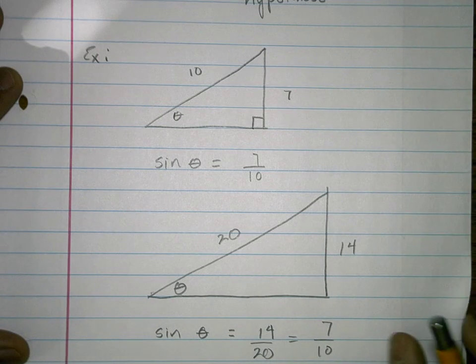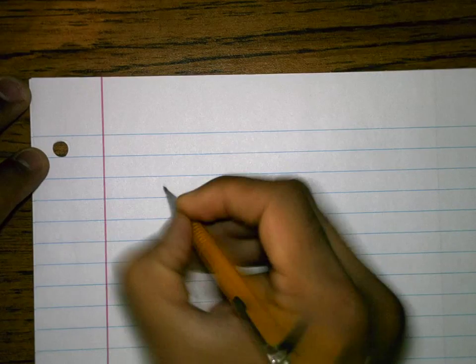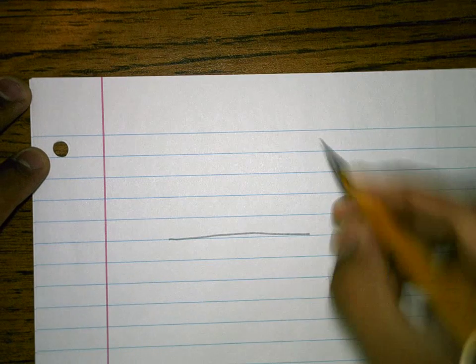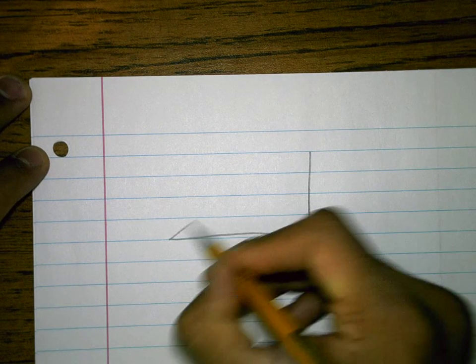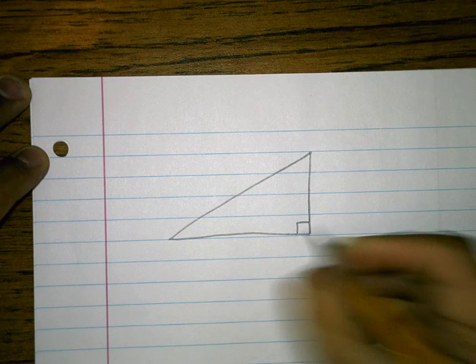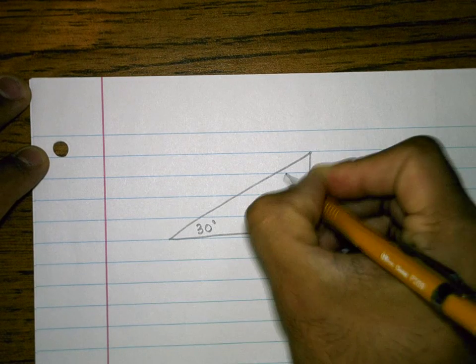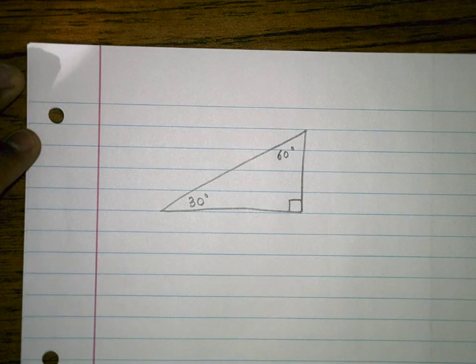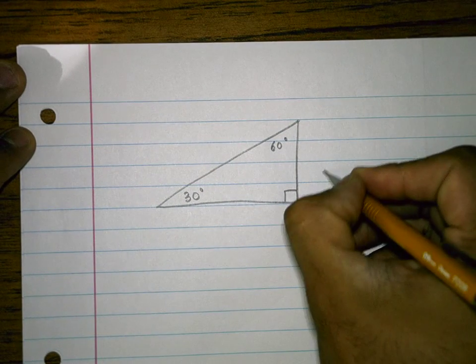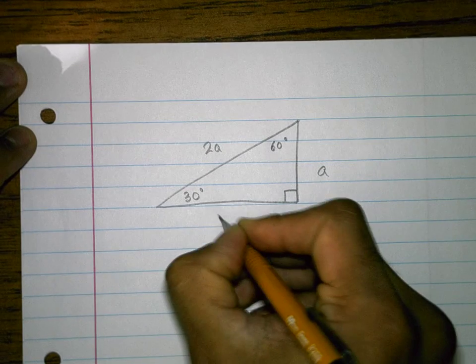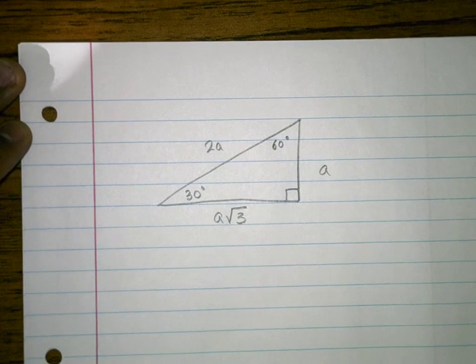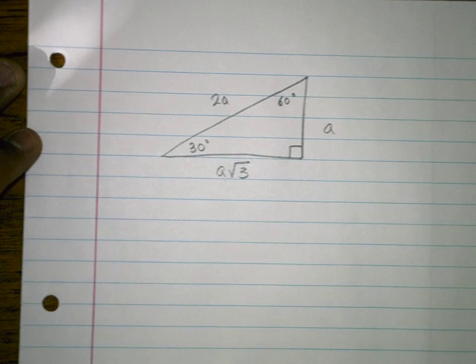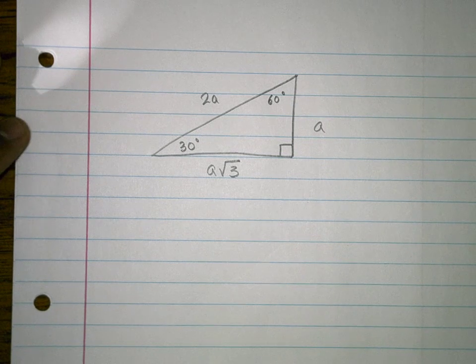So let's look back and see if we can find a way to prove that with something maybe we're more familiar with. Let's look at another angle, and we'll look at a 30, 60, 90. We can refer to these sides as A, 2A, and A root 3, and this is true for all 30, 60, 90 triangles.